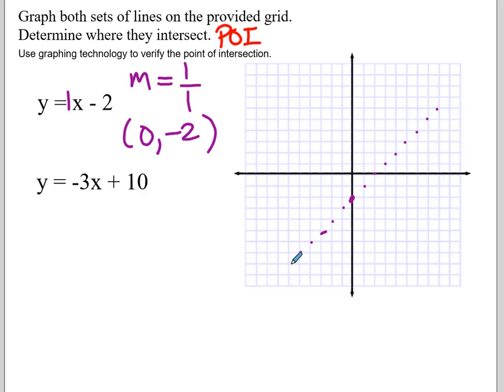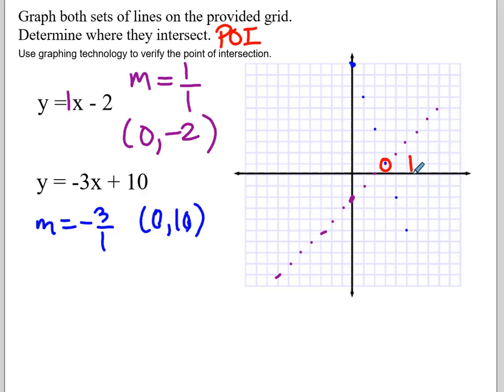Okay, then I'm going to go to the second equation, change color. My slope is negative 3 over 1, and my y-intercept is (0, 10). Okay, so I'm going to start at 10, so 2, 4, 6, 8, 10 should be the very top. Now down 3, right 1, because this is a negative slope. And you can see right there, those two lines cross at that location. They have a shared point.